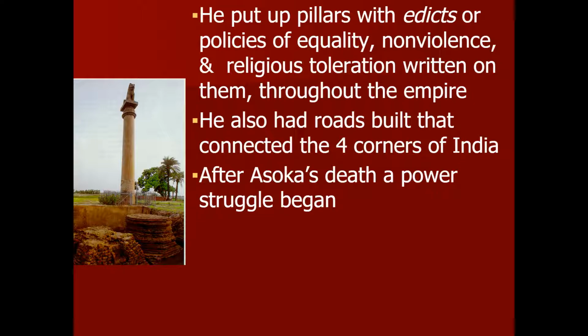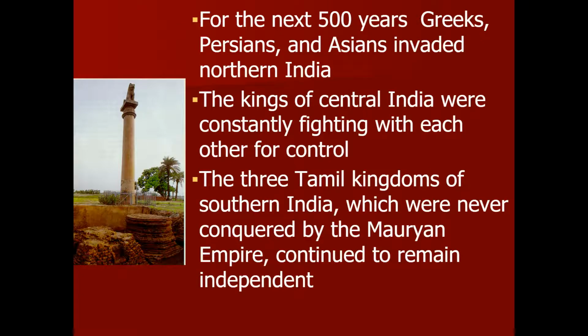And after Asoka's death, you have this massive power struggle, right? He's able to keep the empire together, but after he dies, and you'll see a lot of this in history, when the leader dies, everyone else decides they want to be in charge, right? Much like Alexander the Great's empire collapses after his death, the Mauryan Empire will collapse after Asoka's death. So it's going to break into 3 chunks. For the next 500 years or so, the north is going to be invaded constantly by Greeks, Persians, and Asians invading northern India. Central India is going to constantly be fighting with itself and each other for control.